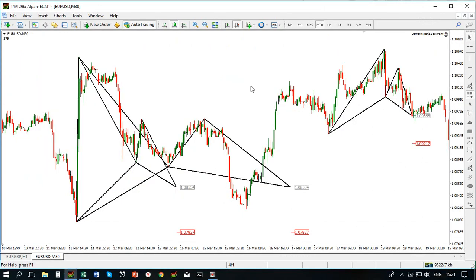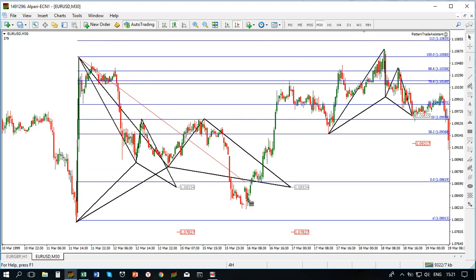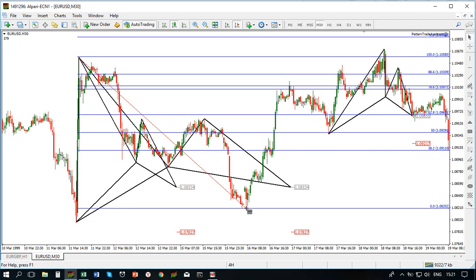So what this backtest says is that with euro-dollar 30-minute patterns, it is pretty cool to have the 786 target, or at least you can use the 382 trailing stop. Yes, just measure this trailing stop like this. This would be your trailing stop.